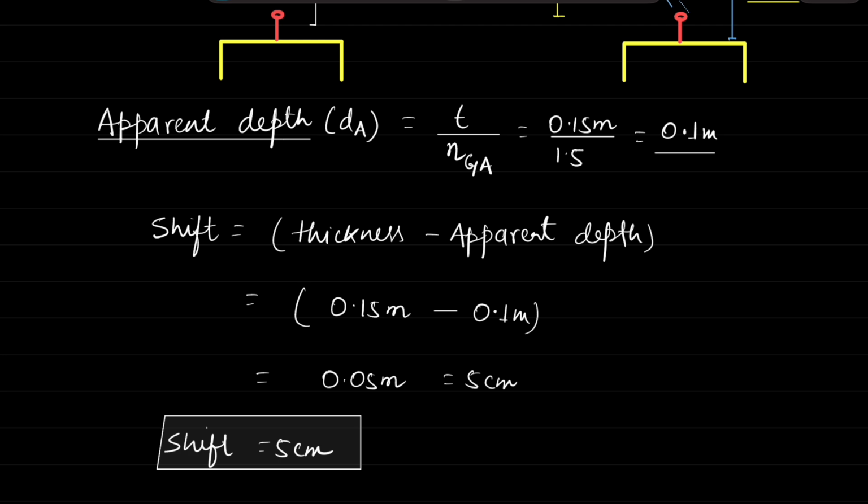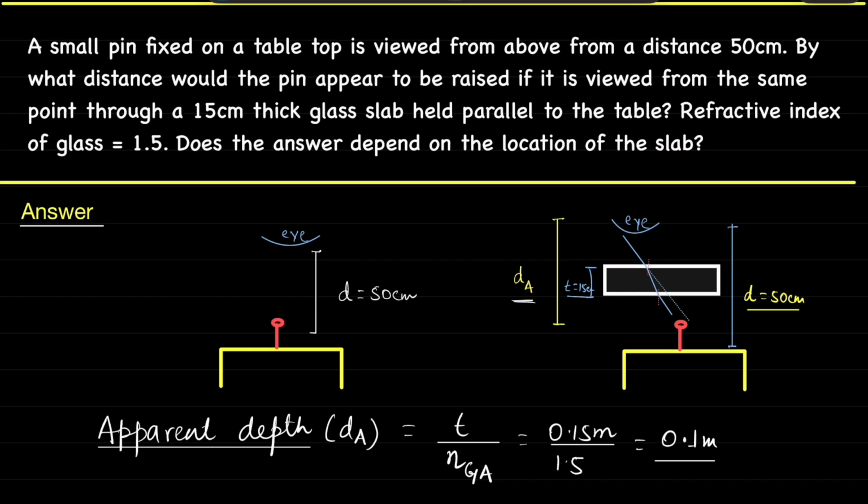In the second part they are asking, does the answer depend upon the location of the slab? It means that if we change the position, will it depend upon that? So as you see, it doesn't depend upon that. It depends upon the thickness and the refractive index.